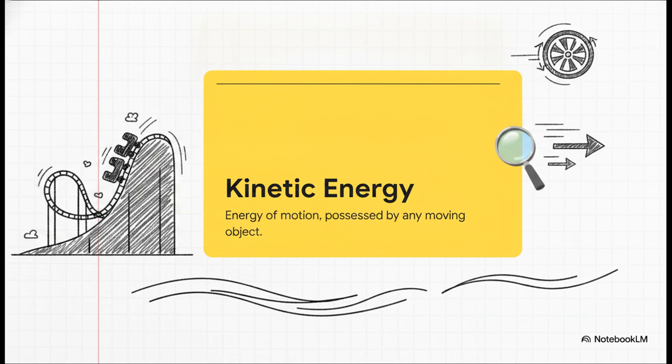This is the energy of motion possessed by literally any moving object. The formula here is KE equals 1/2 mv squared. As that roller coaster zooms down the massive hill, sometimes hitting speeds well over 100 miles per hour, all that stored potential energy doesn't just vanish. No, it transforms. It completely takes over as rushing, thrilling kinetic energy.